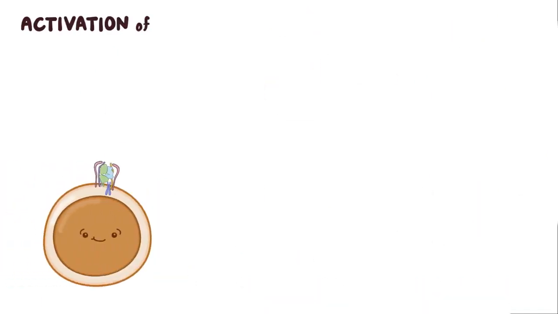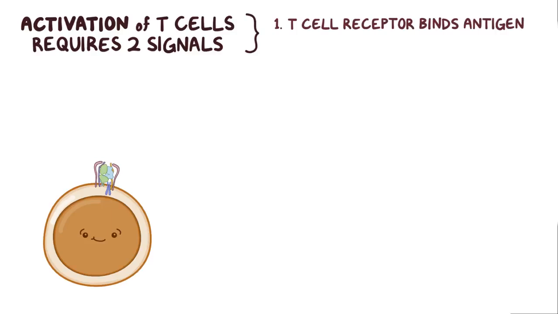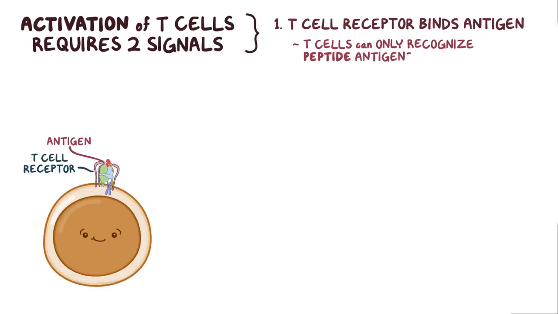Activation of both helper and cytotoxic T cells requires two signals. After that, the cytokines present around the cell determine the type of T cell it will become. The first signal occurs when a T cell receptor binds to an antigen. Now, a T cell receptor can only recognize antigens that are peptides, rather than carbohydrates or lipids.